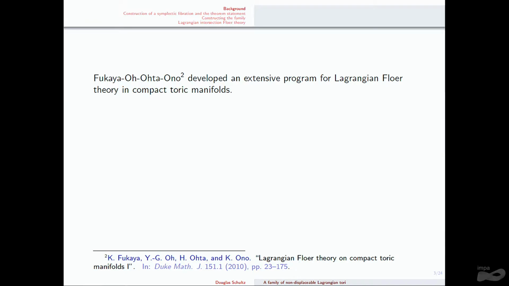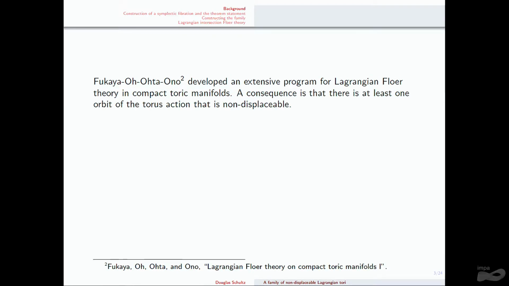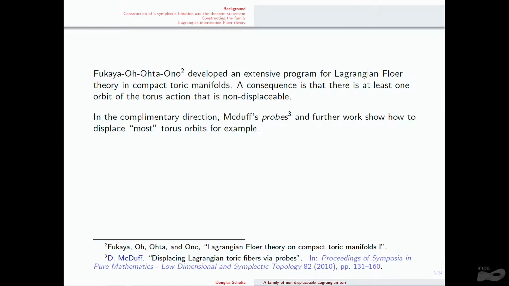Fukaya, Oh, Ohta, and Ono developed this extensive program for compact toric symplectic manifolds and Lagrangians inside of them which are moment map pre-images. A consequence is that there's at least one orbit of the torus action that is non-displaceable in a general compact symplectic toric manifold. But in the other direction, there's a result by McDuff, and a further result by her and some other people, showing how to displace a lot, maybe not most, of the torus orbits.